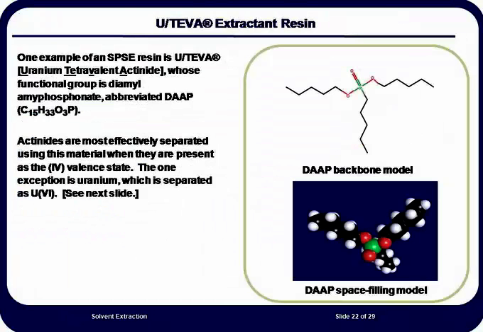One of the first SPSE products that were manufactured was UTIVA, where TIVA is an acronym for tetravalent actinide. This particular organic material, diamyl amyl phosphonate, has a particularly strong affinity or capacity factor for tetravalent actinides. The only exception is that uranium-6 is also strongly retained by this column.